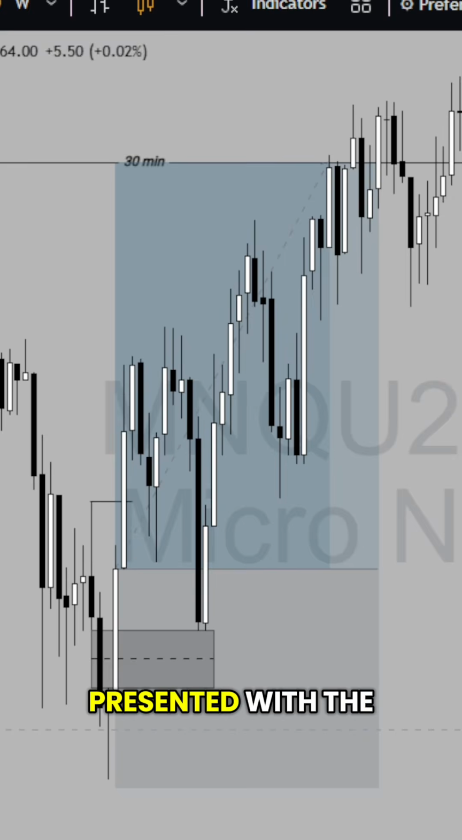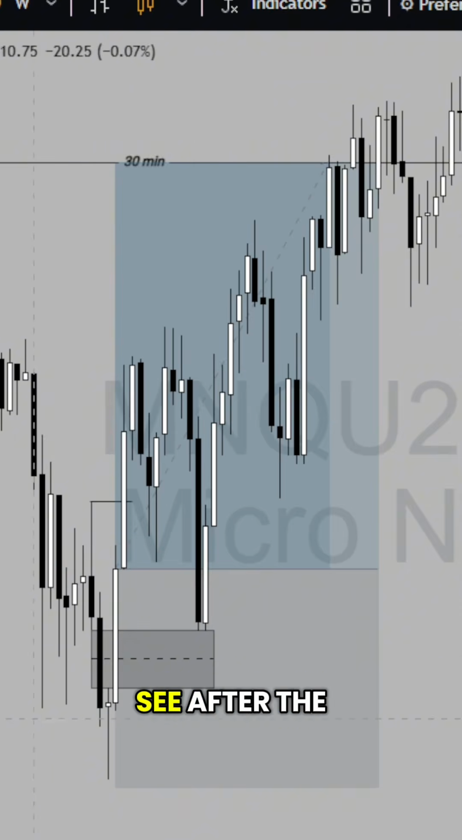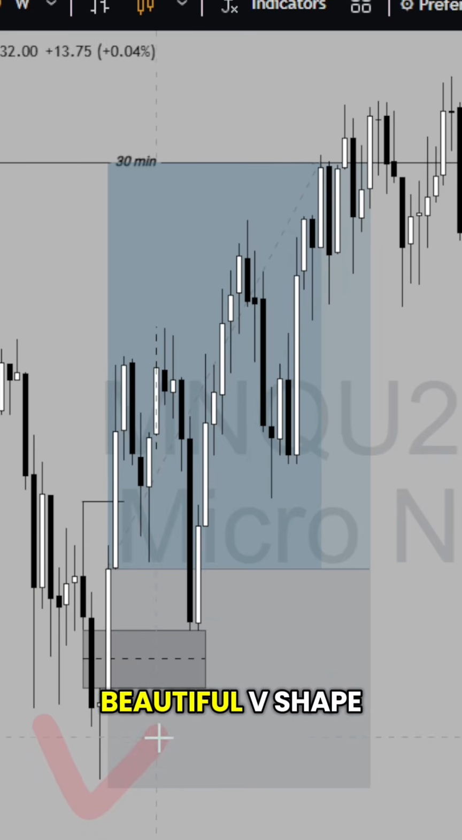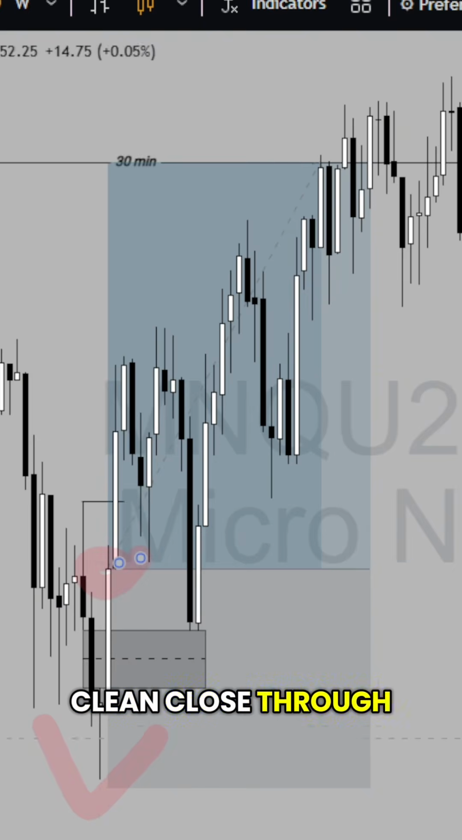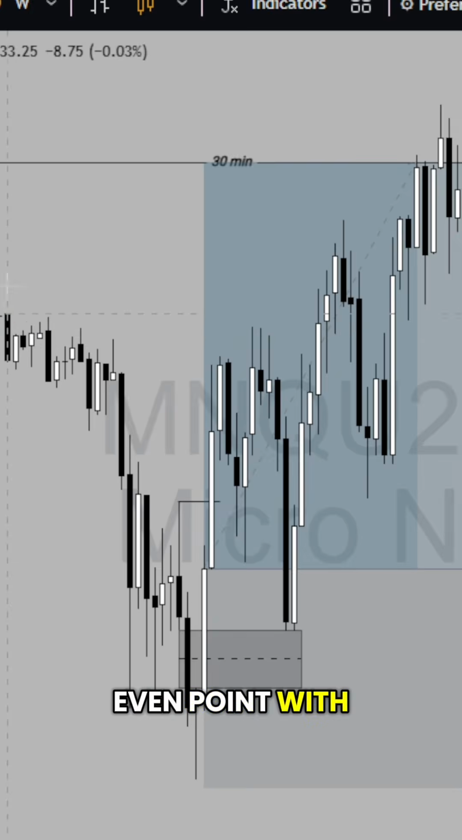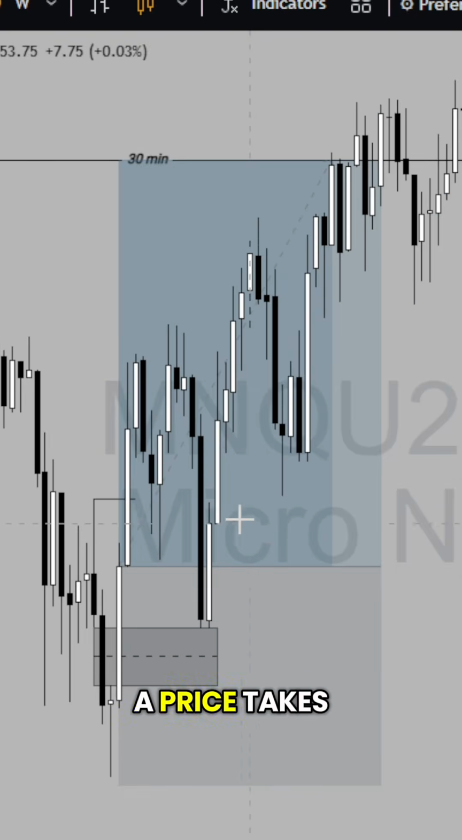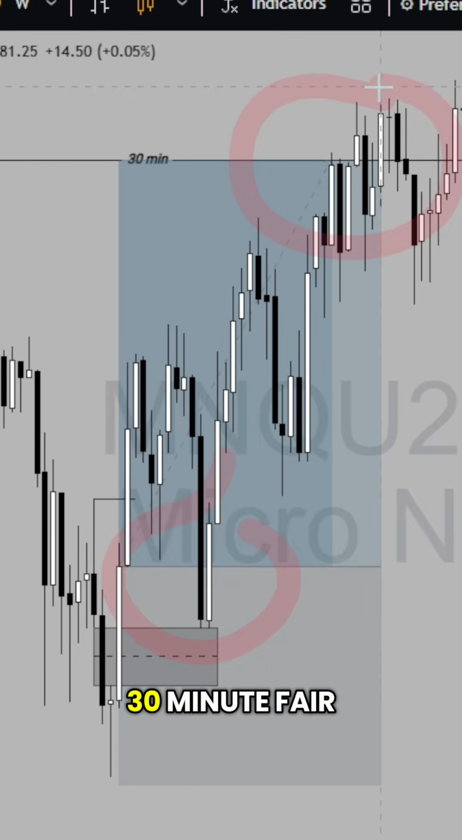At 9:35, you are presented with the first potential setup of the day. This is a setup that I actually took. As you can see, after the Asia low sweep, we get a 30-second inversion, a beautiful V-shaped recovery, clean close through the inversion, a clear break-even point with low resistance liquidity leading up to the 30-minute fair value gap. And as you can see, this is a clear break-even take. And after price takes your break-even point, it ends up delivering into the 30-minute fair value gap.